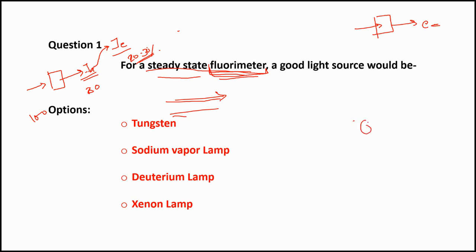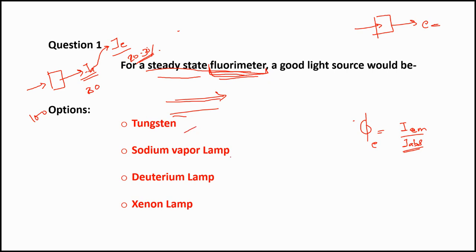Because we learned from the earlier session that phi of emission, that is the quantum yield of emission, is equal to I emission upon I absorption. Okay, so anyways, your absorption should be more. Okay, so, from all these sources, we'll come to the point now.